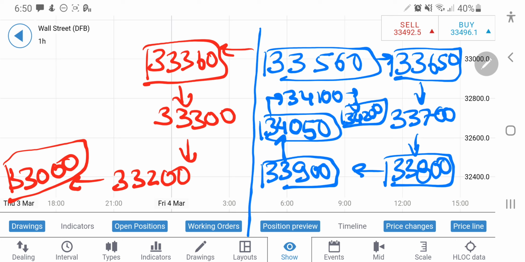On the upside, I expect at least 33,800 to be on the charts today before it tries to drop. We may see 33,800 levels, and on the downside 33,300, 33,200 should provide a stronger support for any downward move. Take your positions accordingly. This is all from my side for the day.